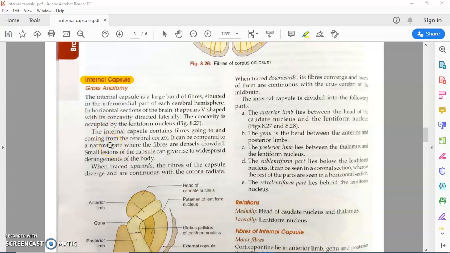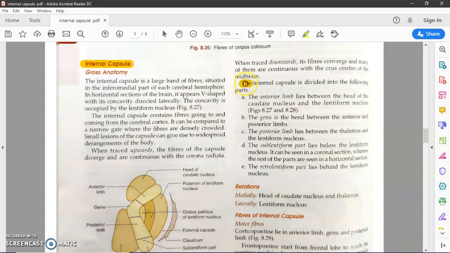Location. It is situated in the inferomedial part of each cerebral hemisphere. Superiorly, the internal capsule is continuous with the corona radiata. Inferiorly, it lies below the crus cerebri of the midbrain. Shape of the internal capsule: the shape of the internal capsule is V-shaped.